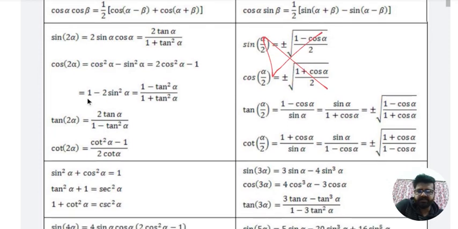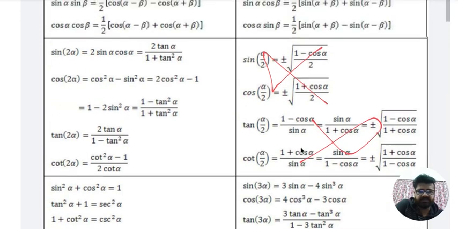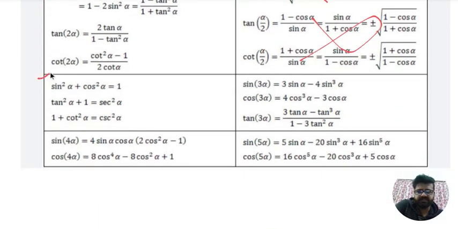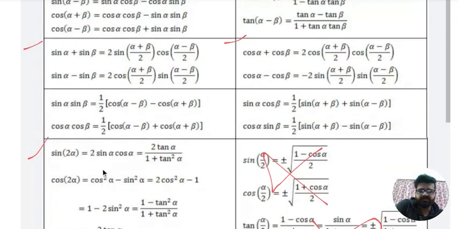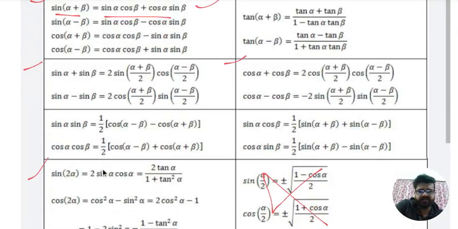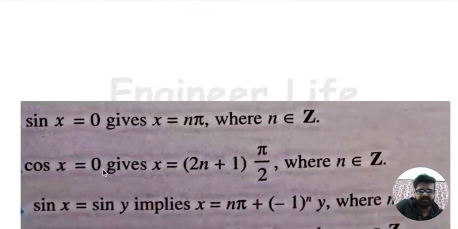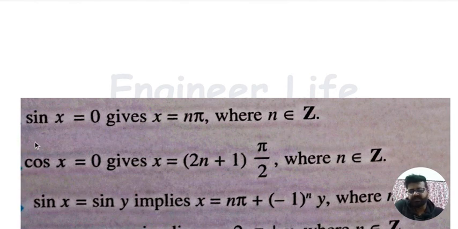And yes, you need to memorize these formulas. Just read these formulas. They are very simple formulas, this also. So you just memorize these formulas, and I will provide the PDF in the Telegram group. Okay, let's move on.